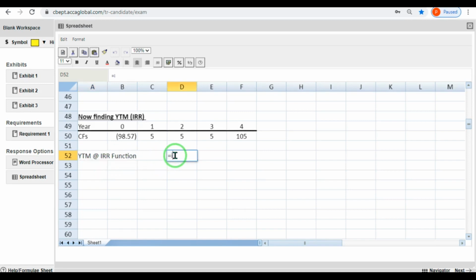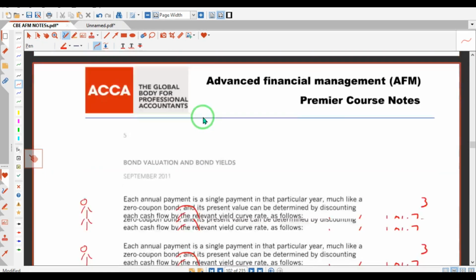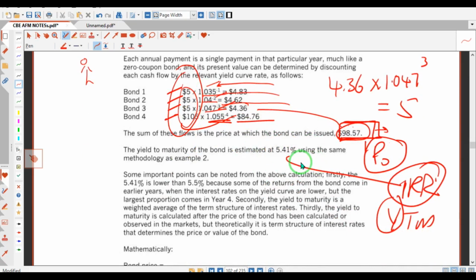So I'm going to have here equals IRR, open the bracket, drag everything here, enter, convert to percentage. You're going to get 5.41%. Probably the examiner used the spreadsheet function, but it's actually using the same methodology as example 2, using the calculated IRR, or you can use the spreadsheet. But when you sit for the CBE, just use the spreadsheet function. It should work well in the platform. Okay, 5.41% is going to be the return.